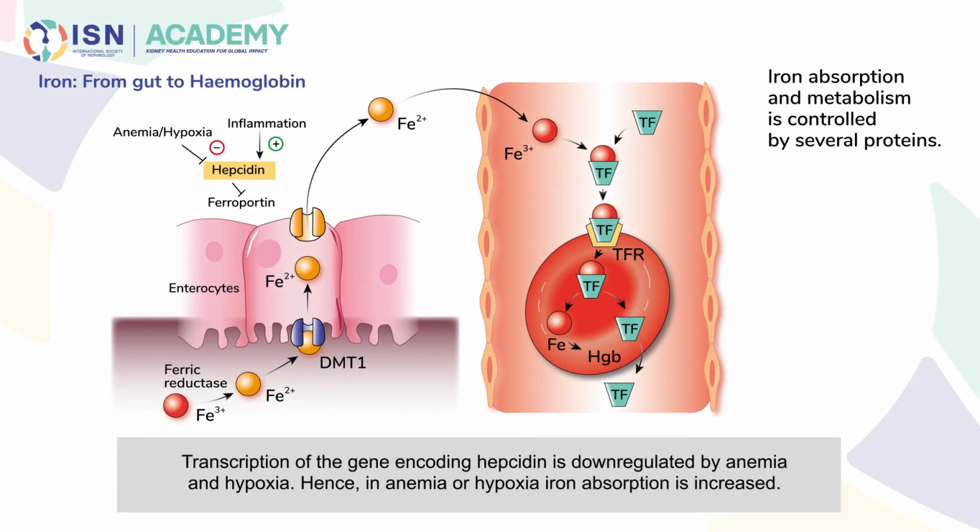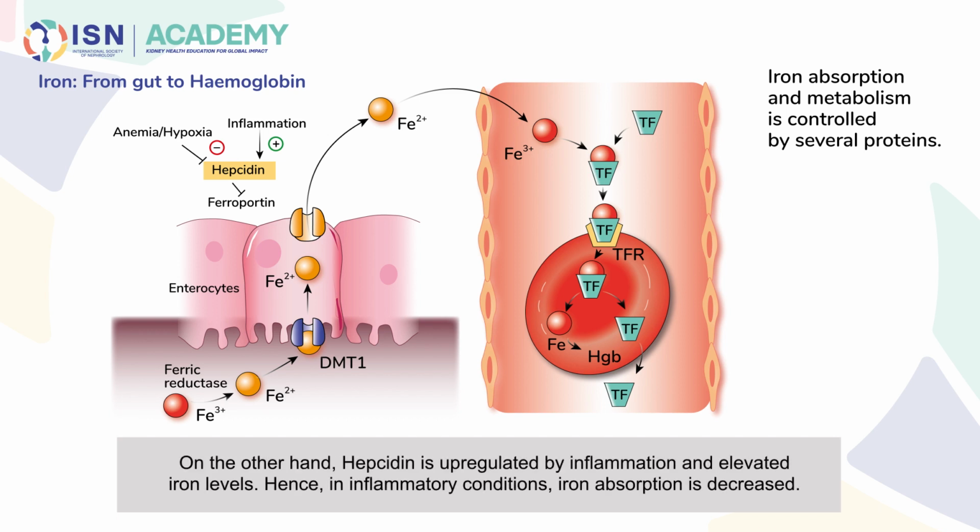Transcription of the gene encoding hepcidin is downregulated by anemia and hypoxia. Hence, in anemia or hypoxia, iron absorption is increased. On the other hand, hepcidin is upregulated by inflammation and elevated iron levels. Hence, in inflammatory conditions, iron absorption is decreased.